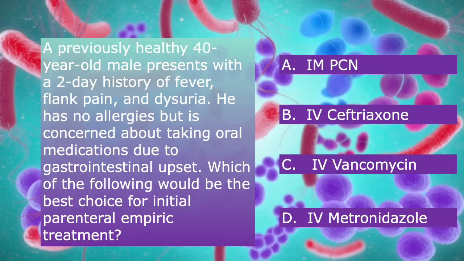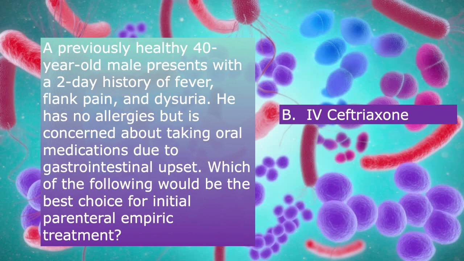A previously healthy 40-year-old male presents with a 2-day history of fever, flank pain, and dysuria. He has no allergies, but is concerned about taking oral medications due to GI upset. Which of the following would be the best choice for initial parenteral empiric treatment? We have A, IM penicillin, B, IV ceftriaxone, C, IV vancomycin, and D, IV metronidazole. If you chose B, IV ceftriaxone, you're absolutely correct.